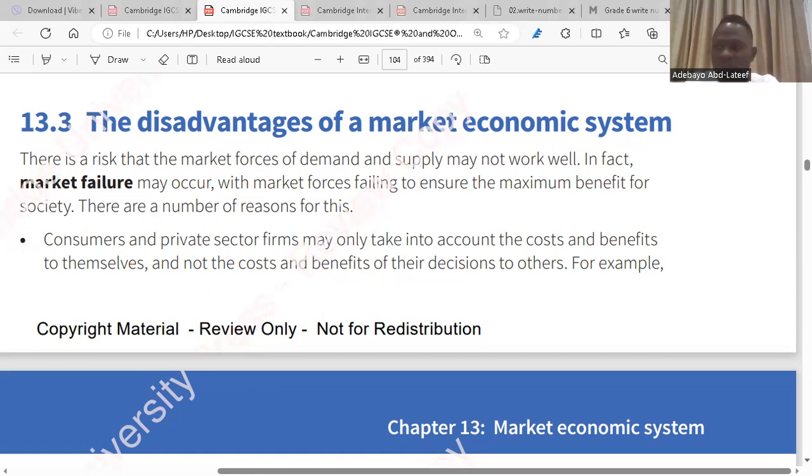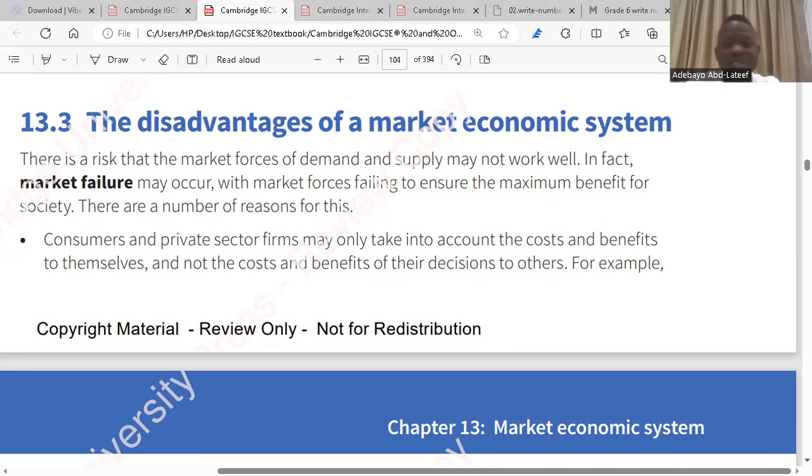So let's assume consumers need 1,000 laptops. You provided 900. That's a market failure. Because the demand was 1,000, you couldn't provide it. If you provide products that do not satisfy consumers, it's a market failure. If you provide products that consumers are unable to afford, it's a market failure. This is what market failure is here. If you provide products without quality, it's a market failure. So let's look at what they said about reasons why we have market failure.